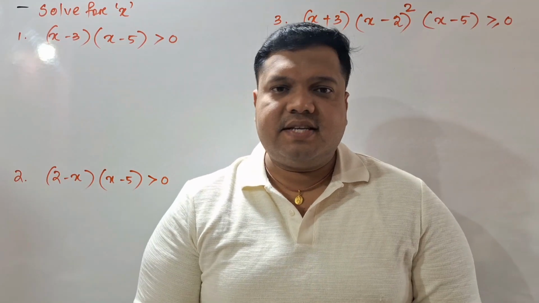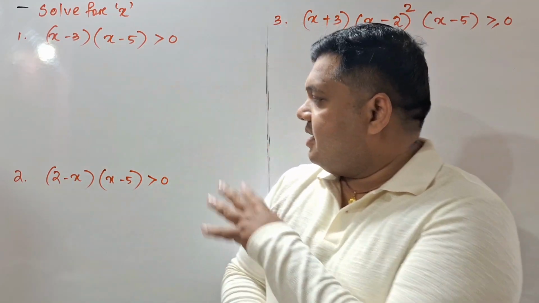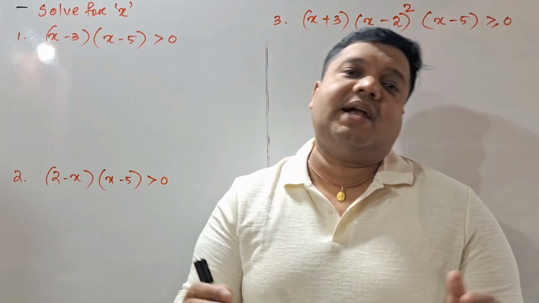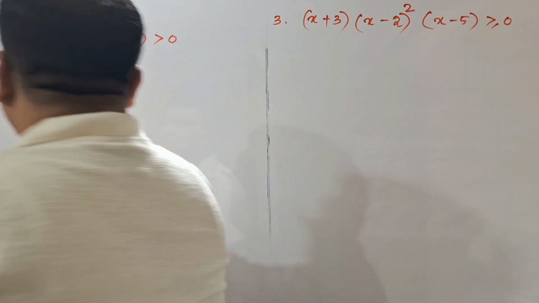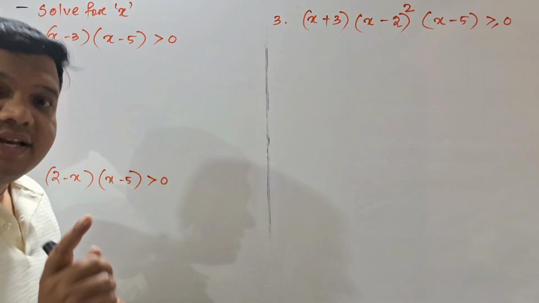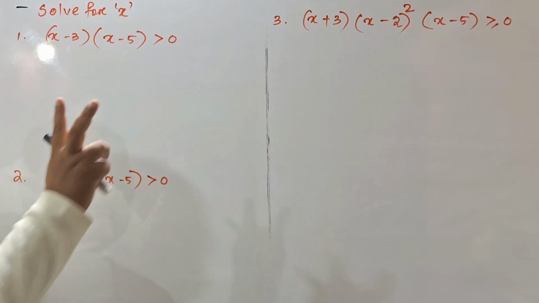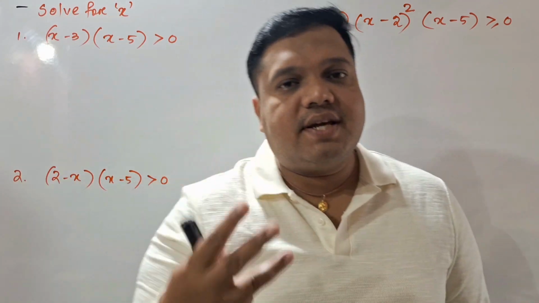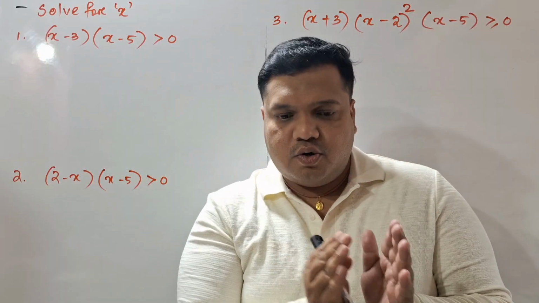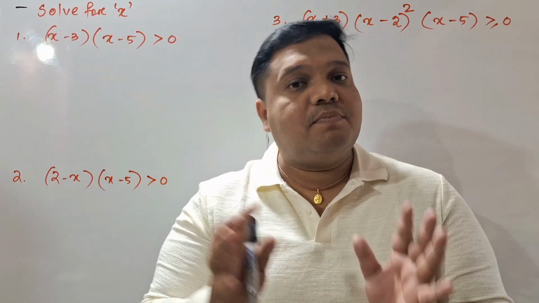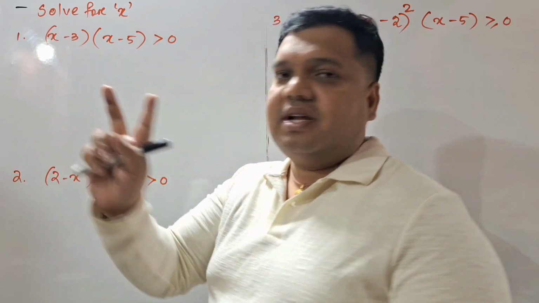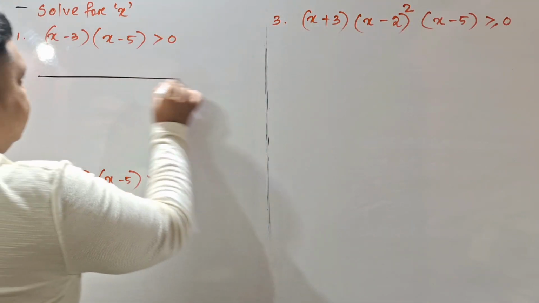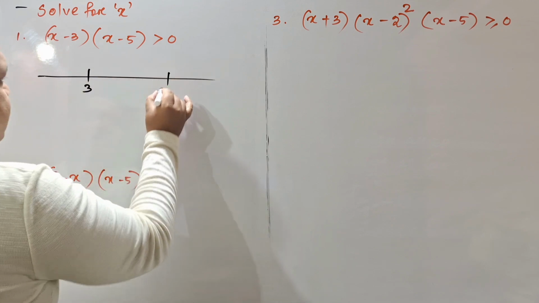To understand this concept, we will solve a few questions. I will solve 3 questions to understand how we handle inequality, the thought process to handle it. Very easy, look here. Step number 1, you have to find the critical points. Here how many critical points are there? 2 critical points. 2 critical points means how many regions? 3 regions. 3 critical points means 4 regions. So the number of critical points plus 1 gives that many regions. So here there are 2 critical points, 3 and 5. I just represent the critical points on the number line. So let's say here is 3 and here is 5.